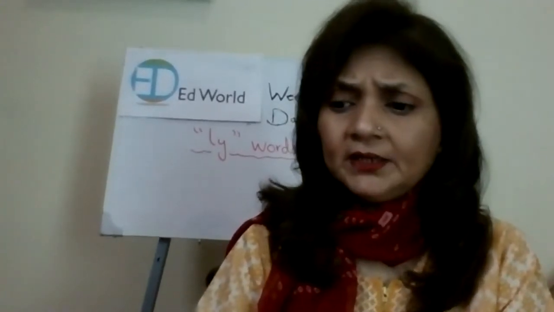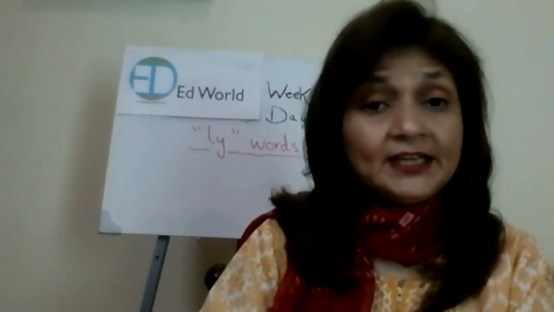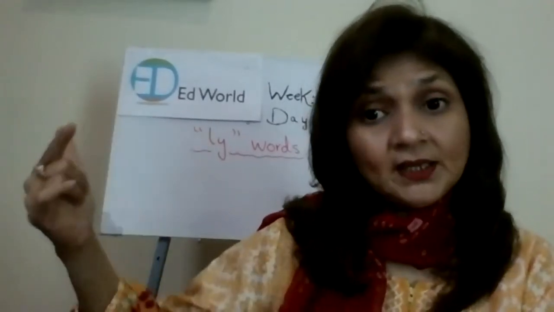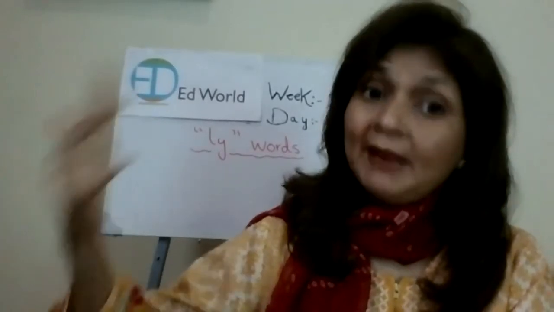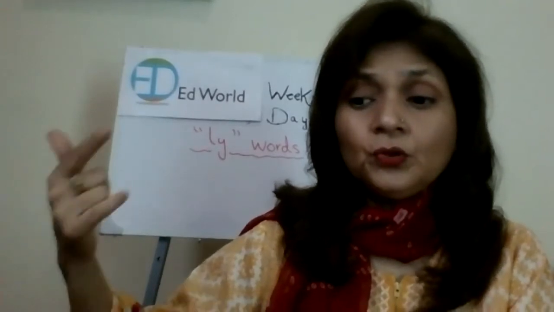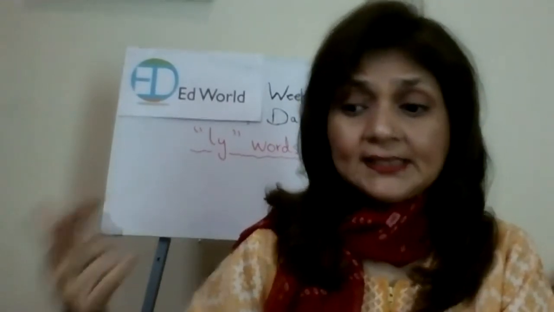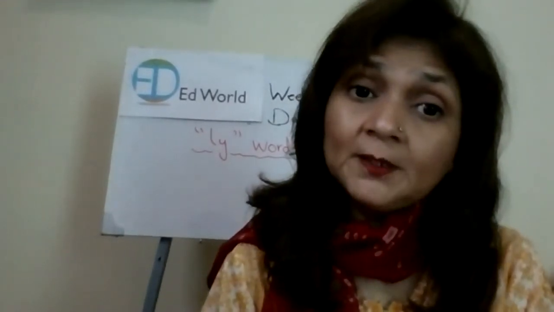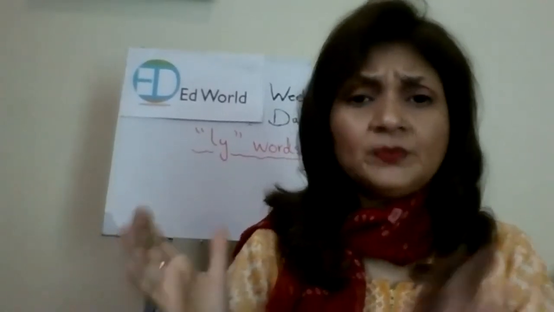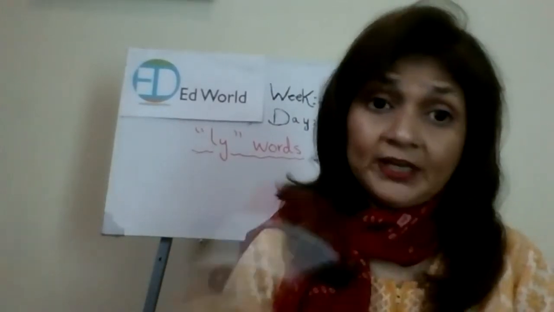But in some cases, it is used to form an adjective also, such as in ugly, it is ly. So ugly is an adjective. Manly again is an adjective. Do you understand? So we add ly to an adjective to form an adverb, but in some cases it is used to form an adjective also.